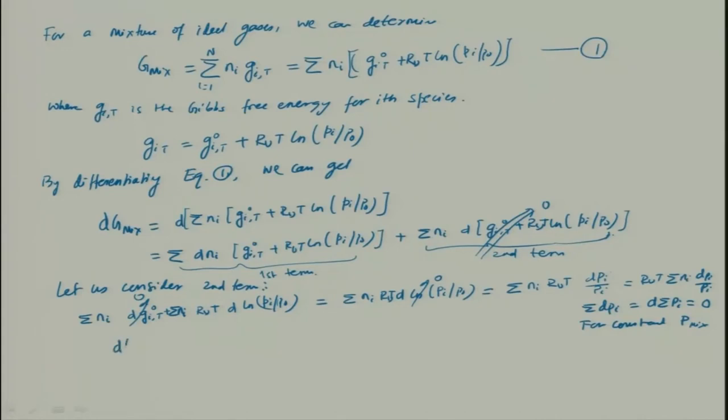You will get dG mixture equal to dn_i into (g_i^0(T) plus RT ln(p_i/p naught)). Is equal to what? It would be equal to 0 at equilibrium.